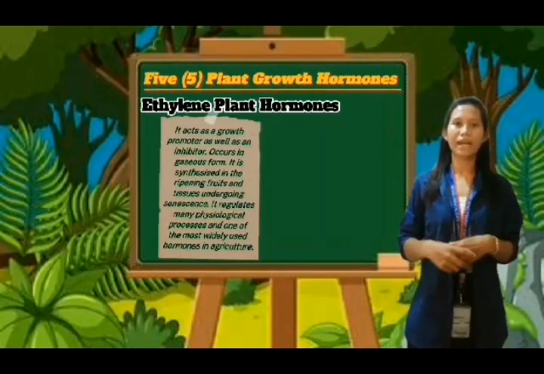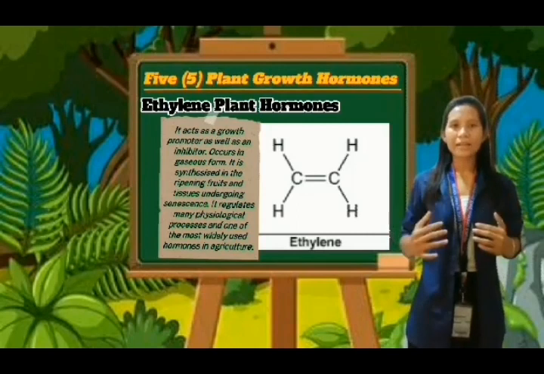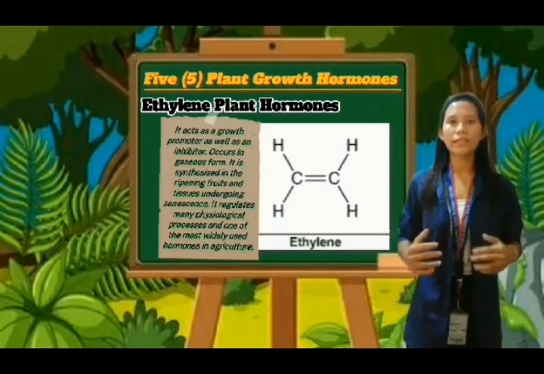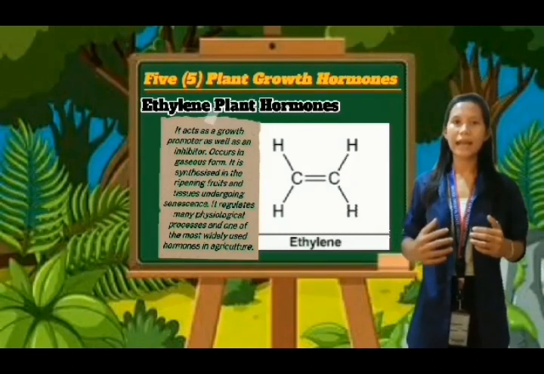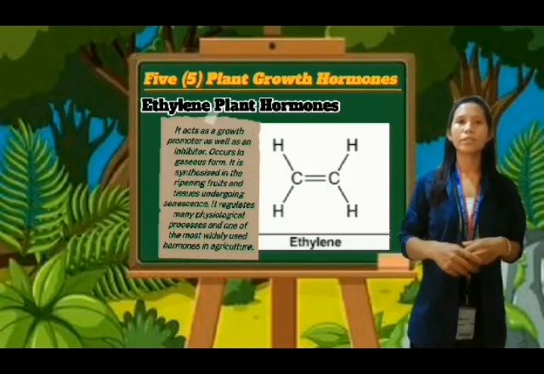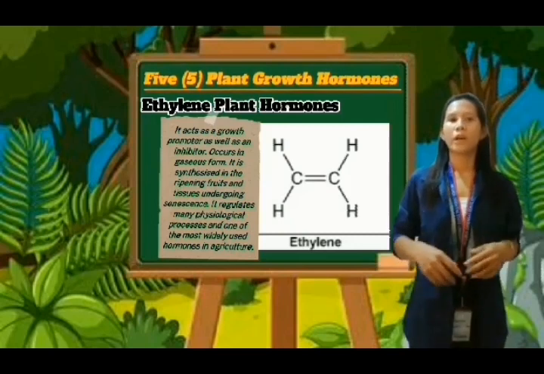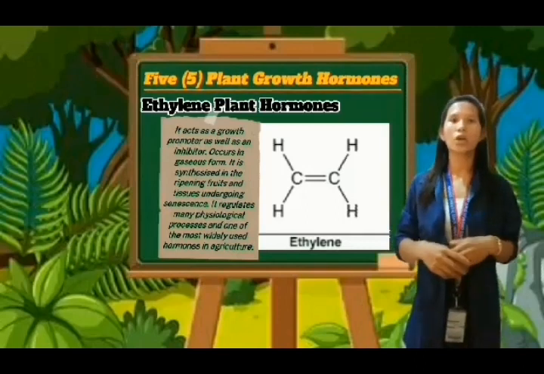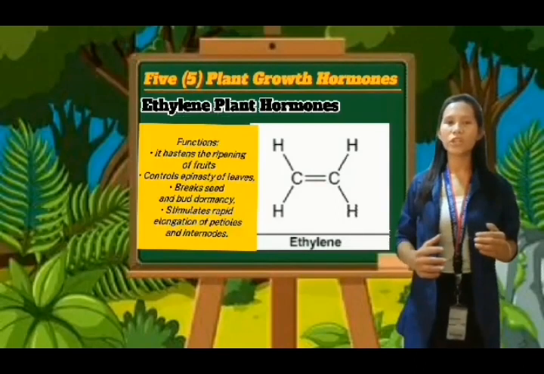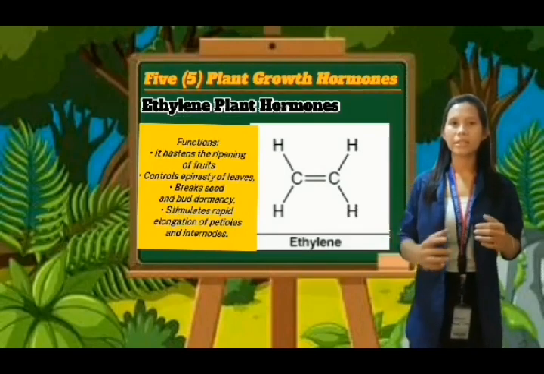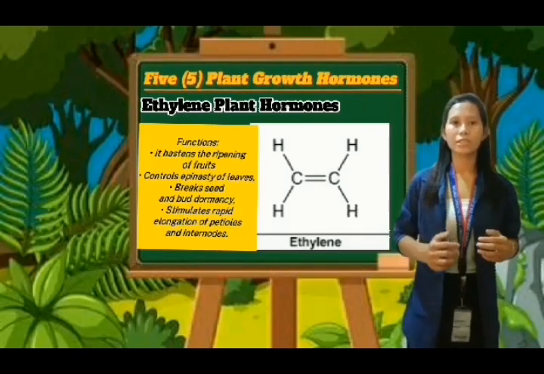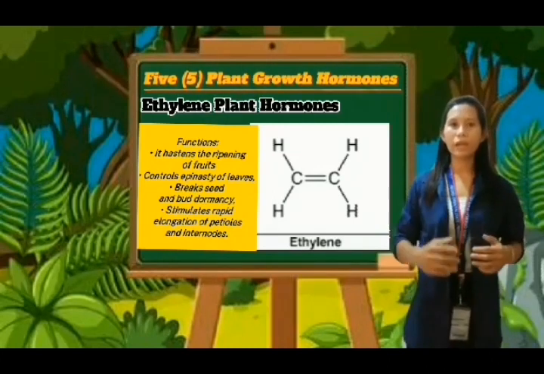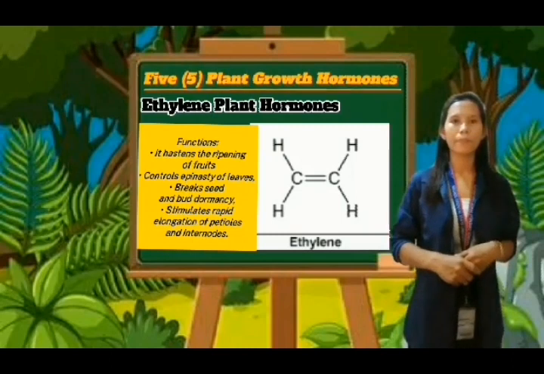Next is the ethylene plant hormone. It acts as a growth promoter as well as an inhibitor. Occurring in gaseous form, it is synthesized in the ripening fruits and tissues. It regulates many physiological processes and is one of the most widely used hormones in agriculture. The functions of ethylene hormone: it hastens the ripening of fruits, controls senescence of leaves, breaks seed and bud dormancy, and stimulates rapid elongation of petioles and internodes.